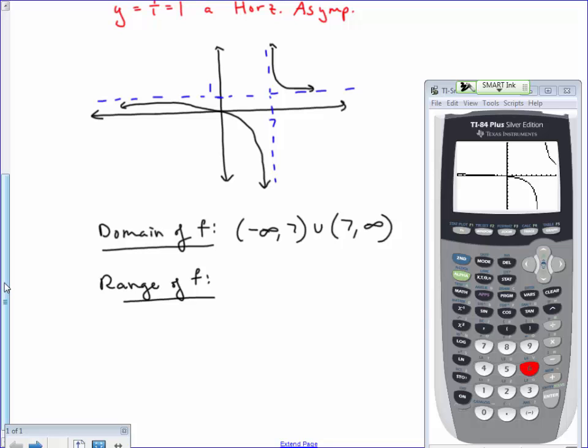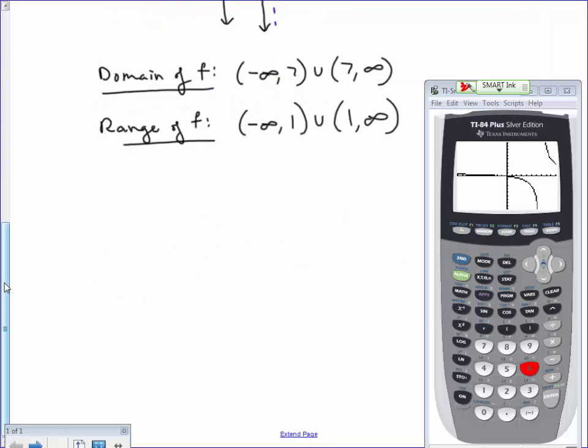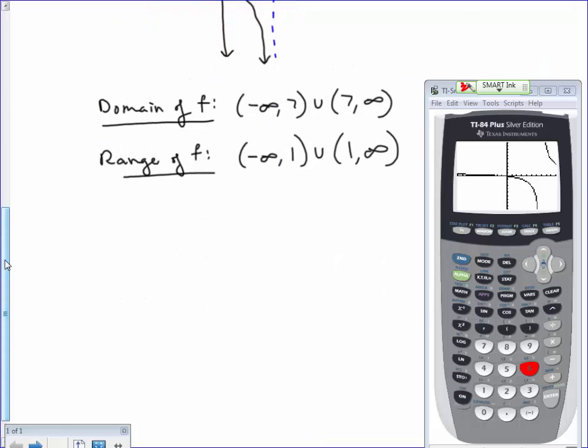The range then is everything except that value 1. So you would do negative infinity to 1, leave it out using a parenthesis, and then union parenthesis 1 to infinity. Now, knowing that, even though we don't have the graph and we have not been asked to graph the inverse, we can then tell the domain and range of the inverse.